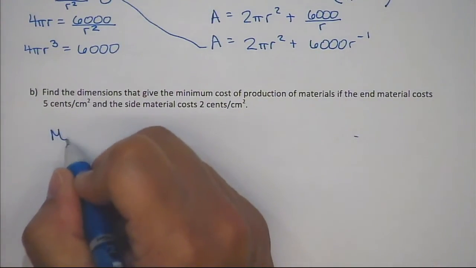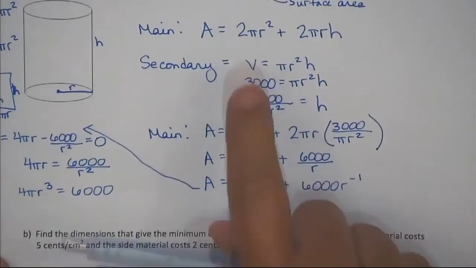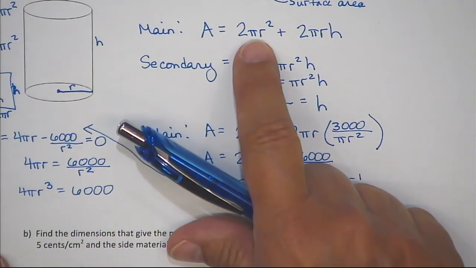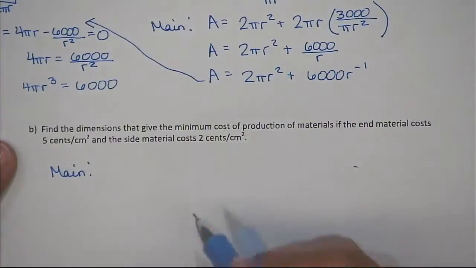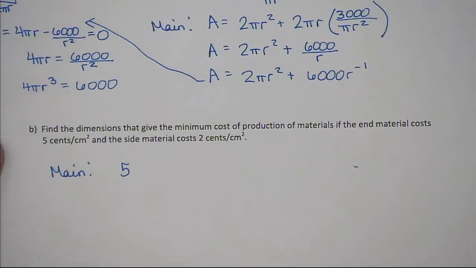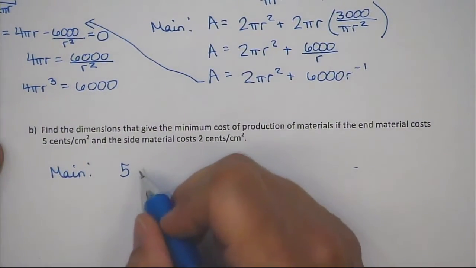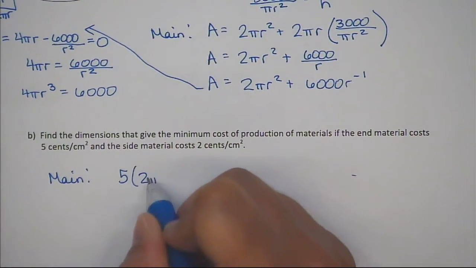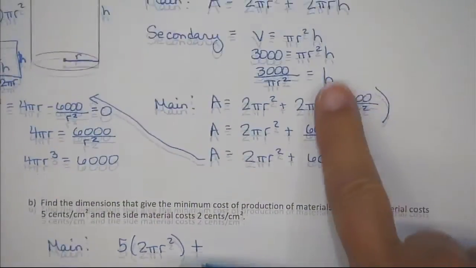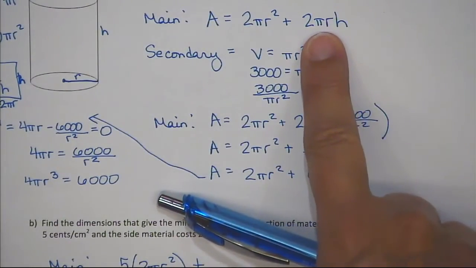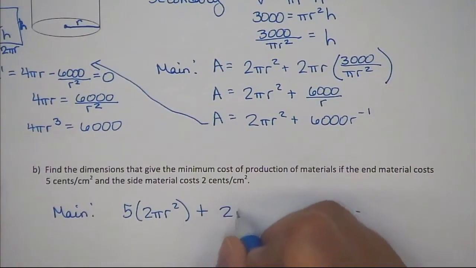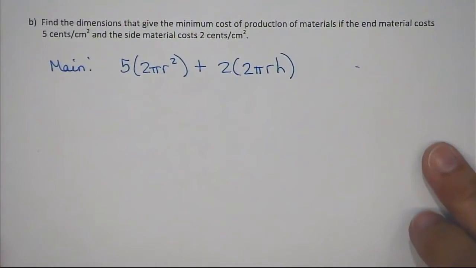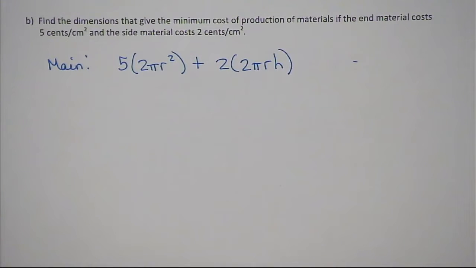What's going to be my main equation now? The same formula, but how much does it cost to build this? These are the top and the bottom. 5 cents, right? So I'm just going to do 5. You could do 0.05, but we're doing dimensions, so we can do it either way. So 5 times 2 pi r squared plus, and then how much is it going to cost to build the middle piece? That was 2 cents, so 2 times that. So it's going to change our formulas because now we have the money that it's going to cost.